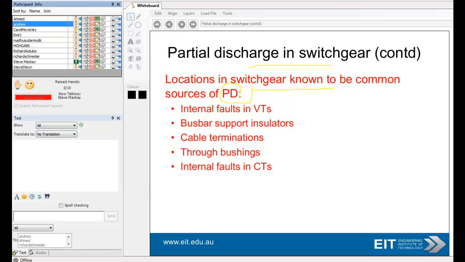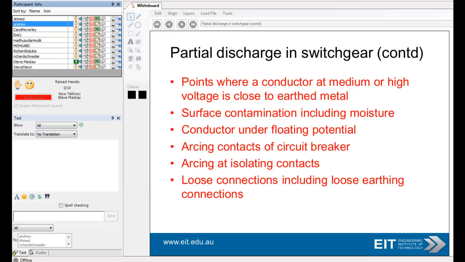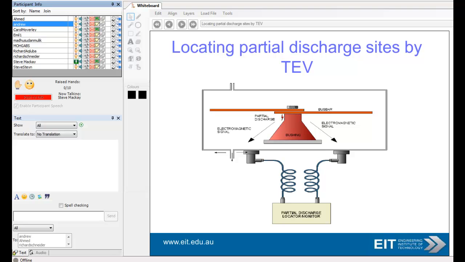Richard? You can get it from internal faults in your VTs, your potential transformers, bus bar support insulators, cable terminations, through bushings, obviously internal faults in CTs. Where the conductors at a medium or high voltage is close to earth metal, surface contamination, which good old moisture, as Steve mentioned early on. Your conductor's got under a floating potential, arcing contacts, isolating contacts, loose connections. These are all potential areas for partial discharge.